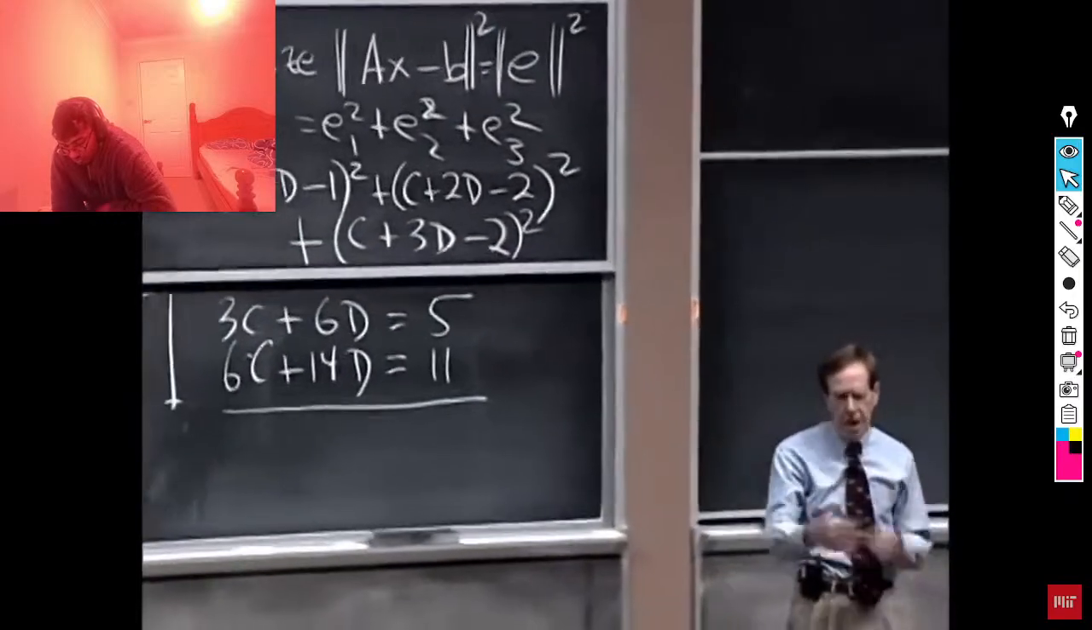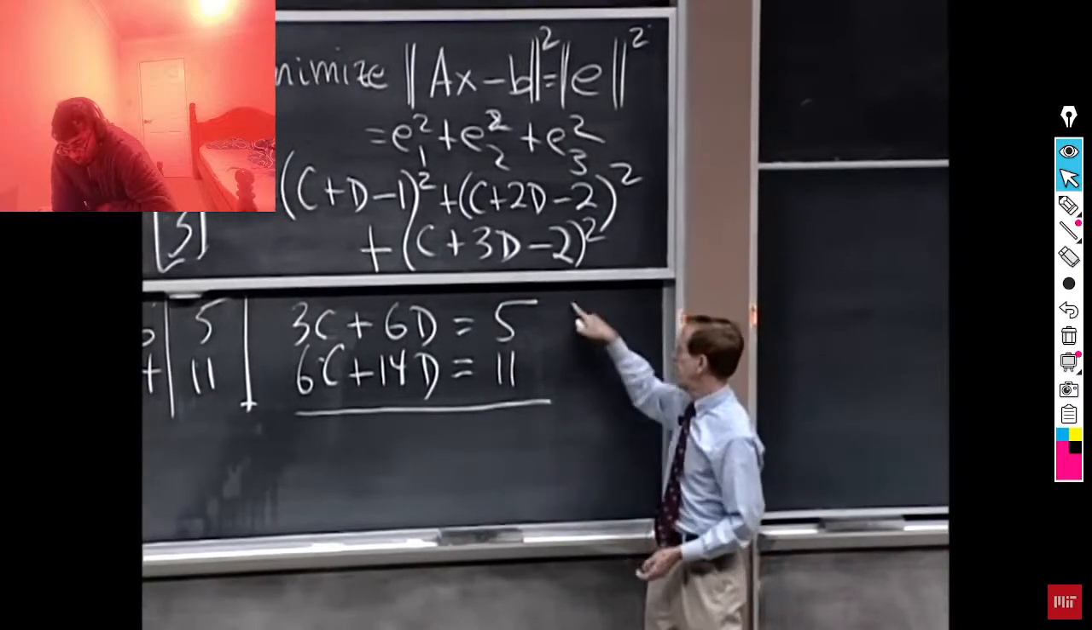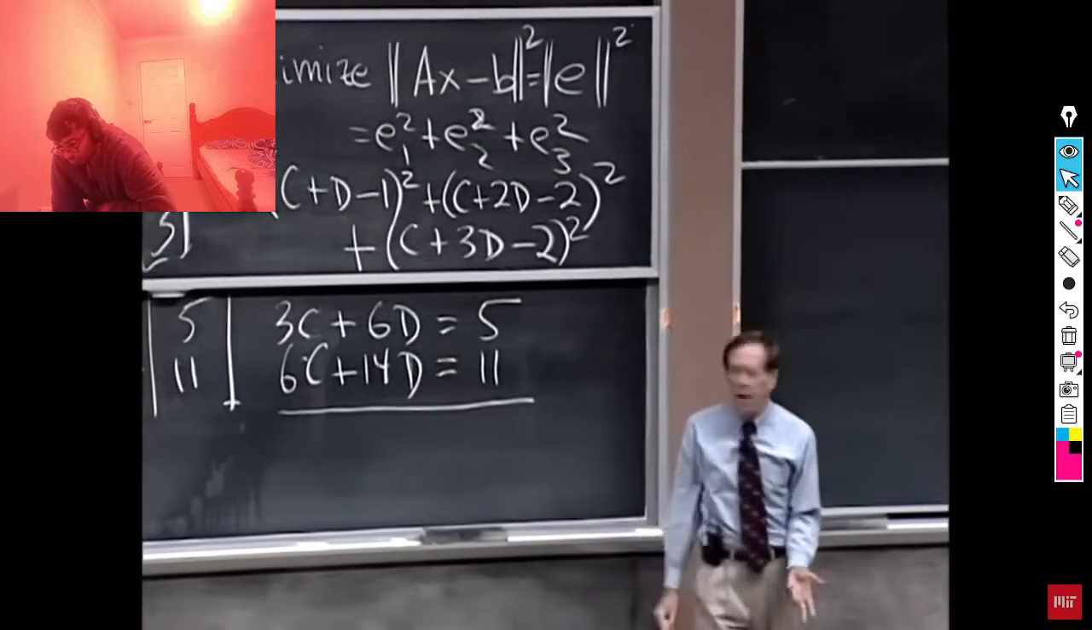That's the beauty of these squares: if I have the square of something and I take its derivative, I get something linear. And this is what I get. So this is the derivative of the error with respect to c being 0, and this is the derivative of the error with respect to d being 0. Wherever you look, these equations keep coming.